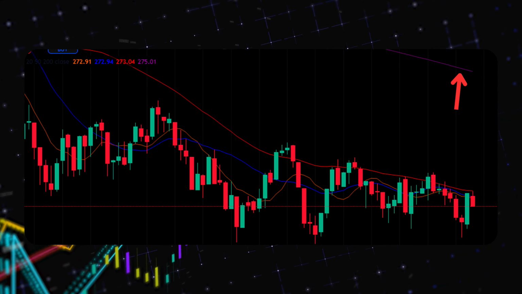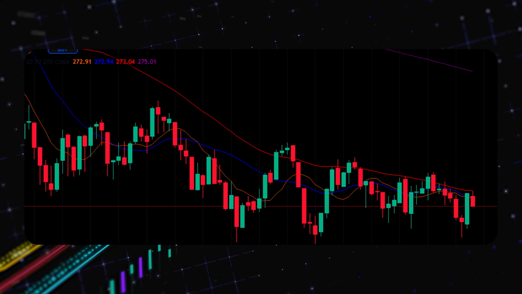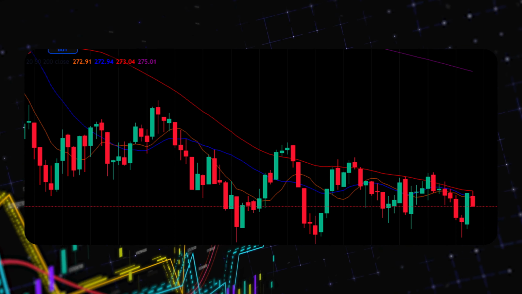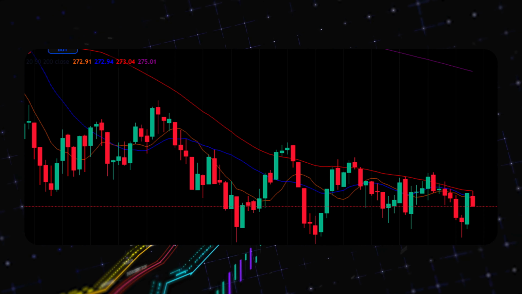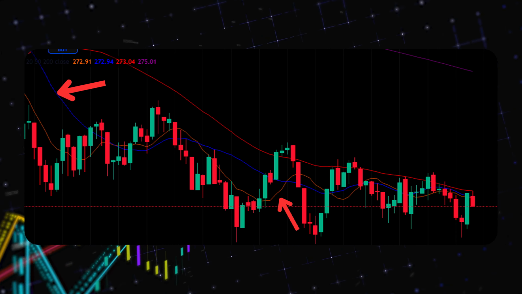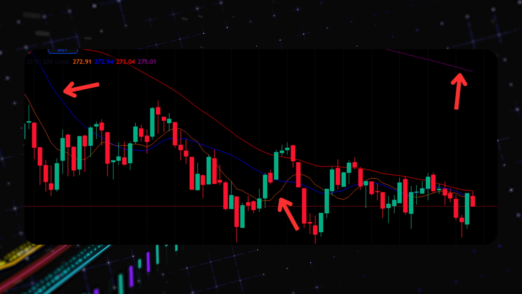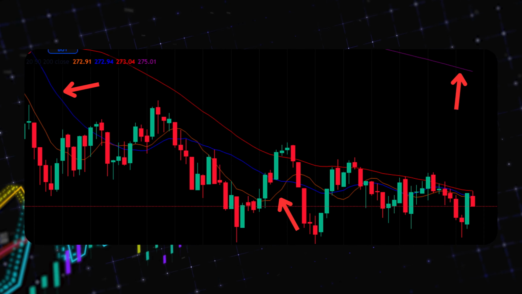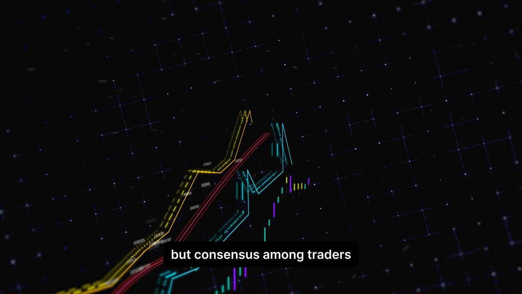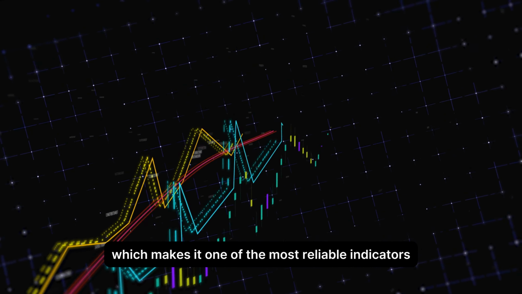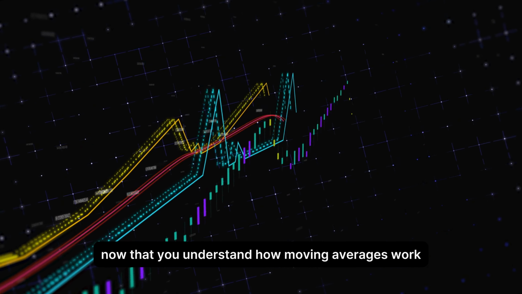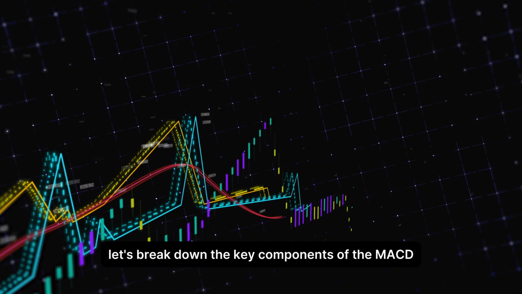When the market rallies, the faster 9 EMA surges upward first, followed by the 20 EMA, and eventually the lumbering 200 EMA. This creates what you call a bullish stack. All three averages aligned in ascending order: 9, then 20, then 200. A visual confirmation that buyers are in control across all time frames. This alignment doesn't only signal momentum, but consensus among traders, which makes it one of the most reliable indicators of a strong, sustainable uptrend.